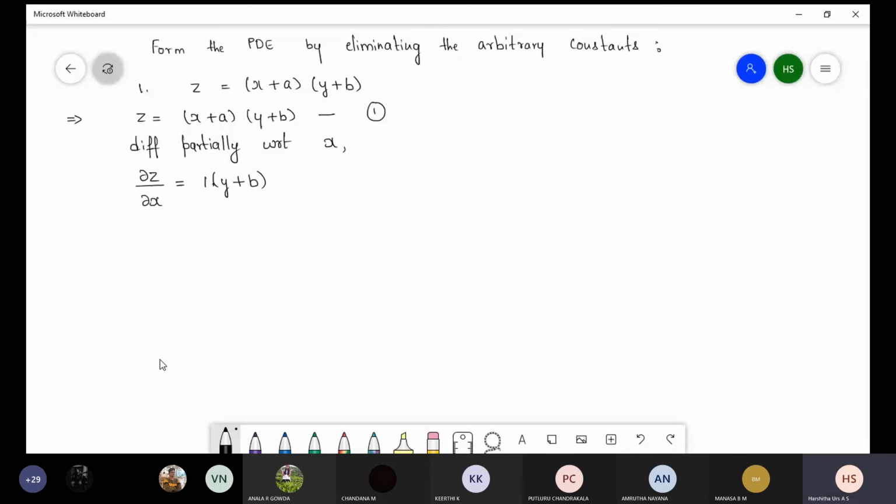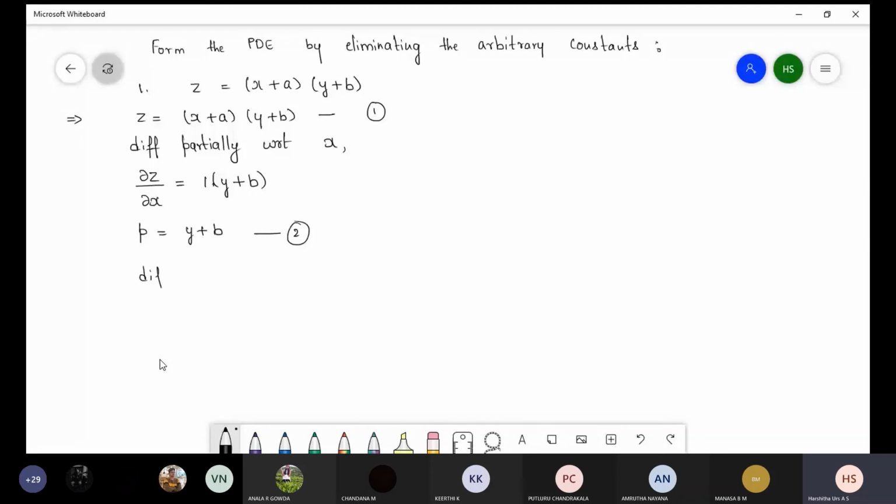Now see the notation. Dou z by dou x, which letter do we have to write? P, ma'am. Yes, very good. P is equal to y plus b. So consider this one as equation 2.